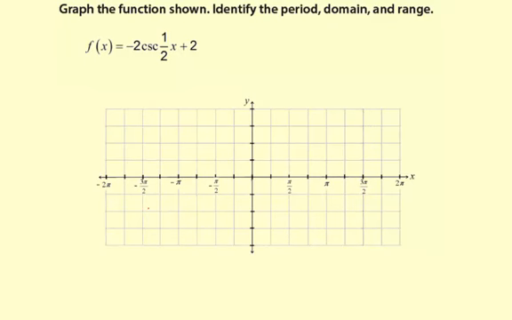Graph the function shown. Identify the period, domain, and range. So here we have f of x equals negative 2 cosecant 1/2 x plus 2. A lot going on here.